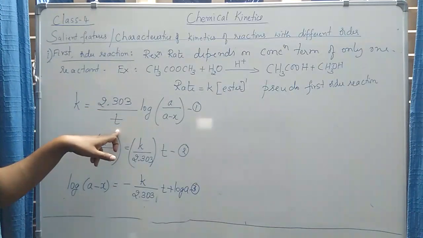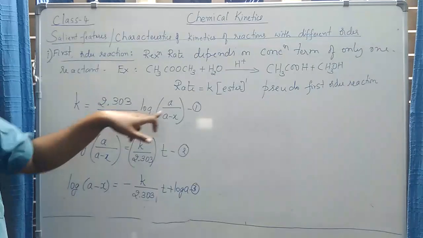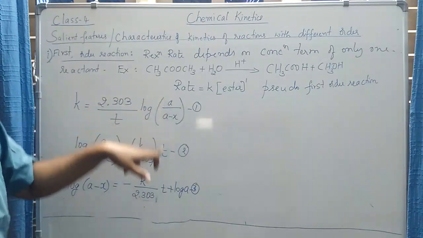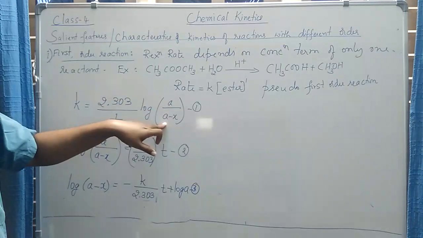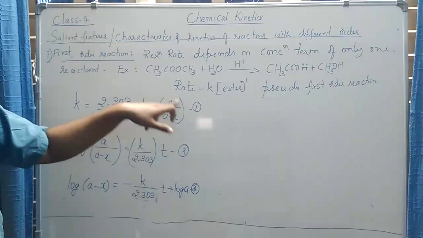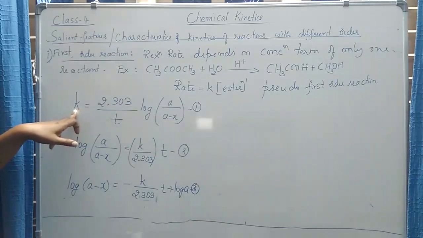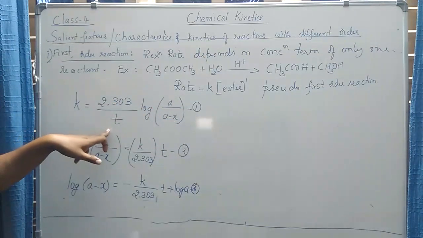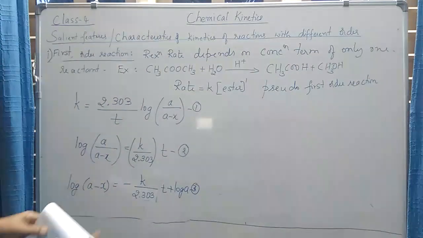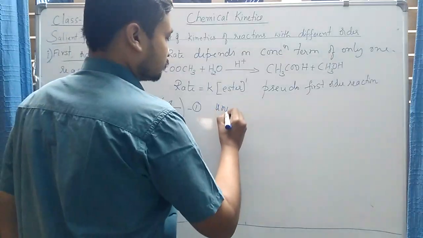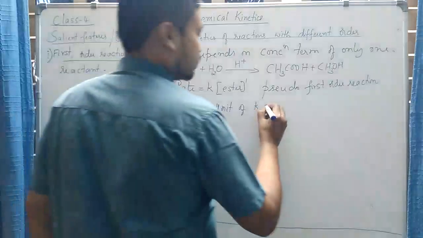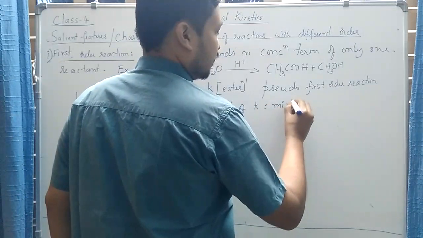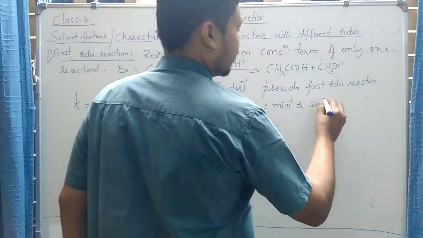In the denominator you have time, and here you have the log of a concentration term divided by a concentration term. So the unit of the numerator cancels with the unit of the denominator, so this is a unitless quantity. So the unit of the rate constant is nothing but the inverse or the reciprocal of the unit of time. So the unit of the first order rate constant is just time inverse, that is minute inverse or second inverse.